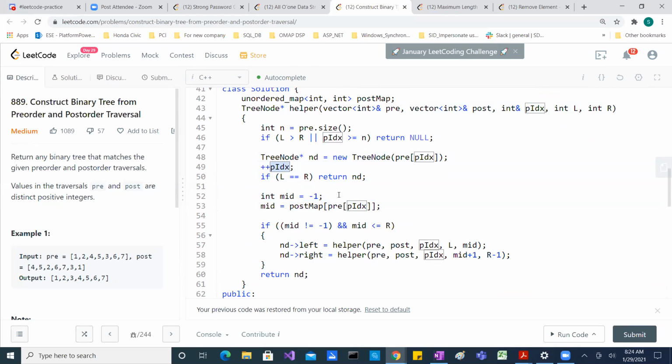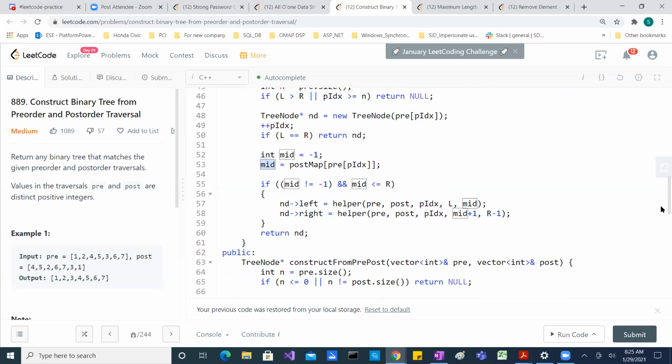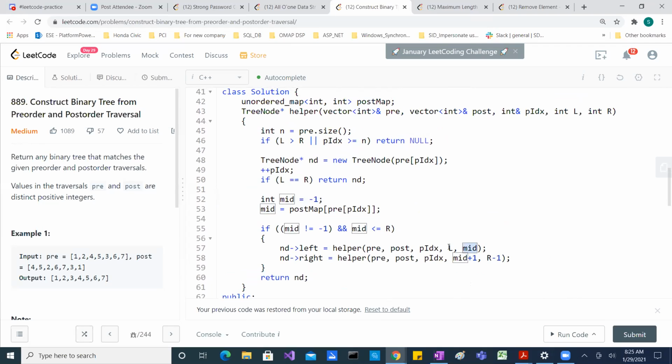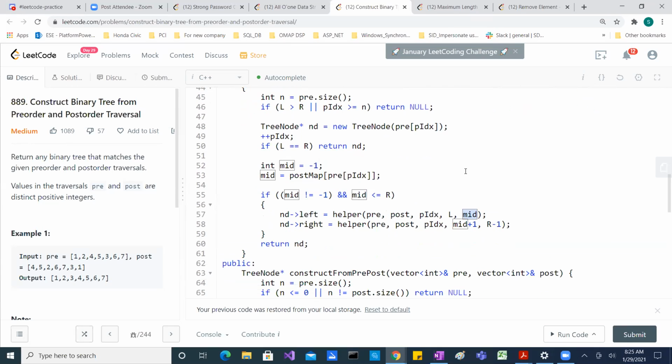Now moving to the next root in the pre-order, I just try to find its position in the post order map. So when I find that index in the map, I use that index to divide my post order into left and right parts. So this is the way I actually divide it.